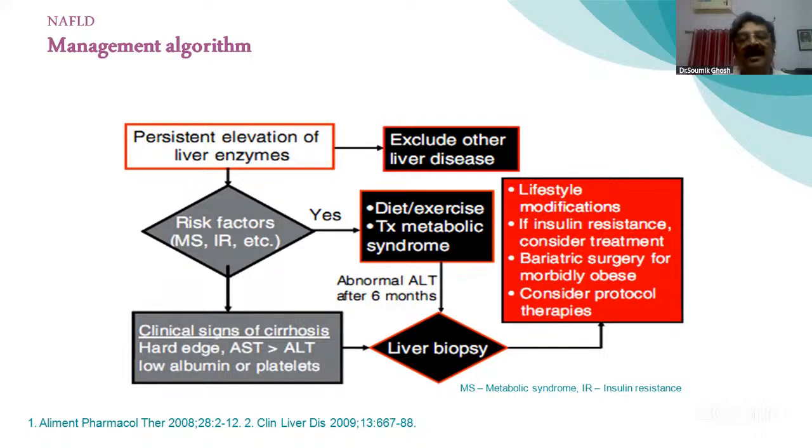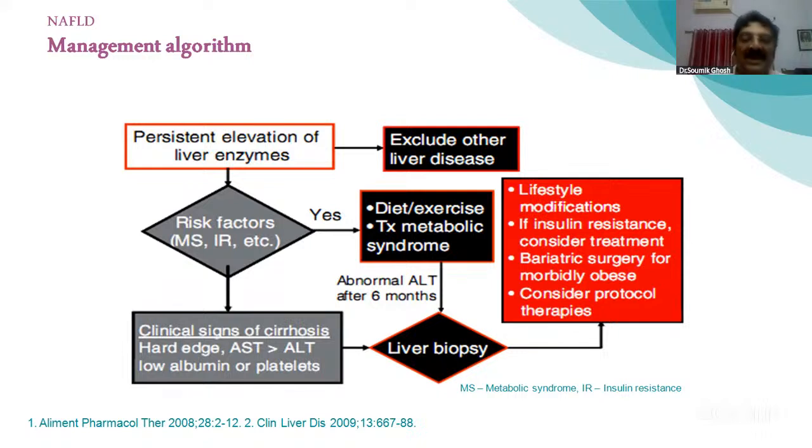Then, if there is any abnormality in the liver enzymes even after 6 months of therapy for metabolic syndrome and diet and exercise modification, you can go for liver biopsy, or you can again go for management of the comorbidities, lifestyle modification, and continue the therapy of saroglitazar up to 1 year. Then again you assess, and if there is no improvement, go for liver biopsy.